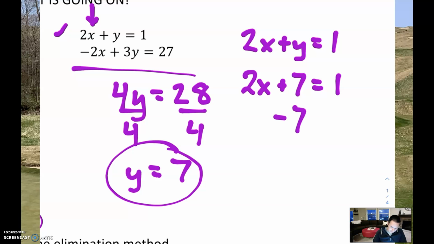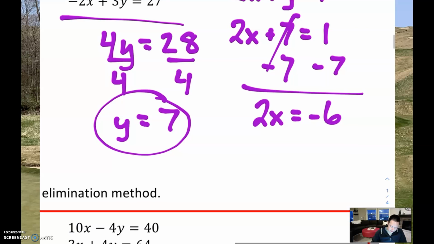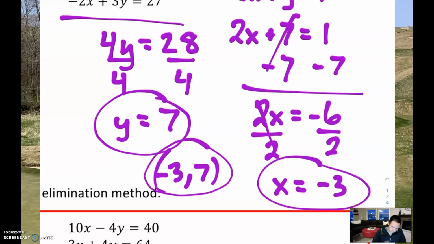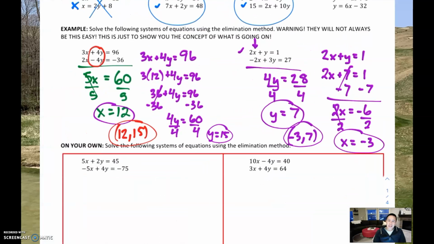We're going to get rid of the 7 by subtracting it. So we get 2x equals negative 6. Divide by 2 on both sides. And we get x is equal to negative 3. Don't forget, write your answer as a coordinate. Negative 3 and 7 are going to be your coordinates. And there's your solution. So hopefully this elimination method kind of makes sense for now.